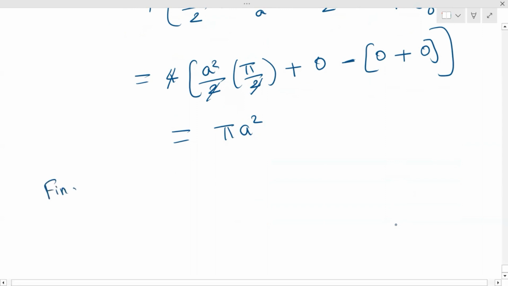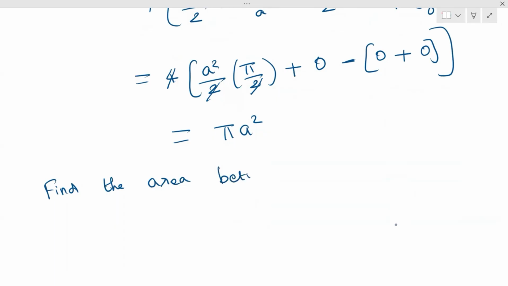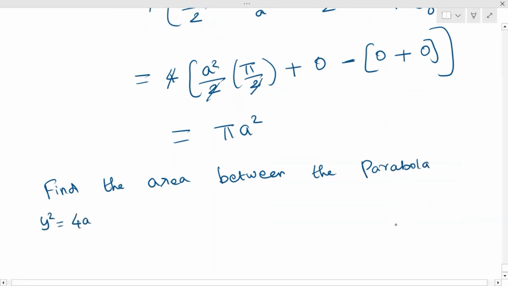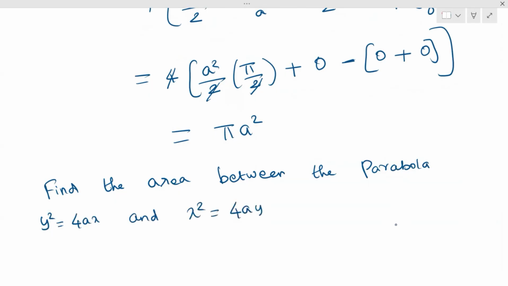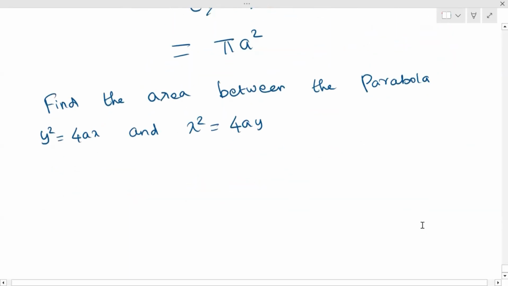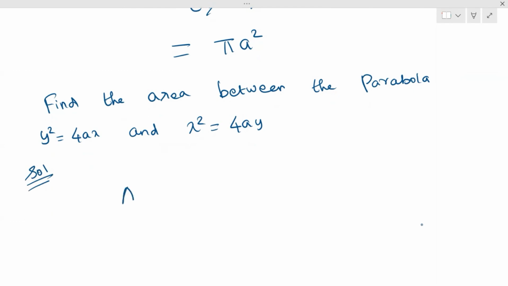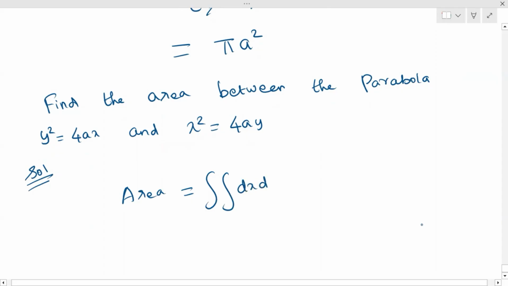So next problem, find the area between the parabolas y square equal to 4ax and x square equal to 4ay. Here they have given two parabolas, and we have to find the area between them. So again, first we write the formula. Our very well-known formula: area is double integral dx dy or dy dx. That is our choice.